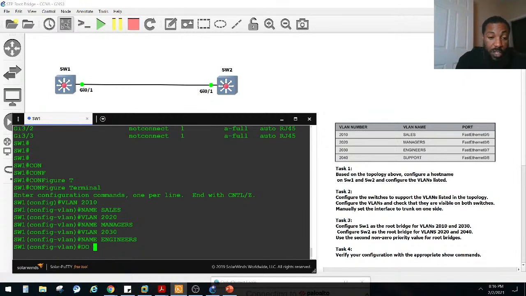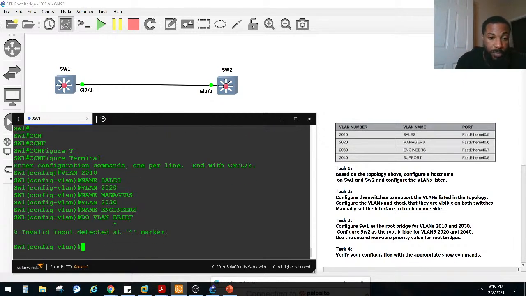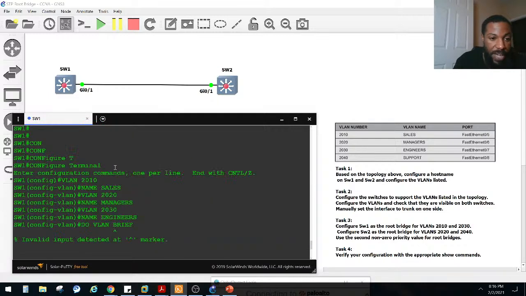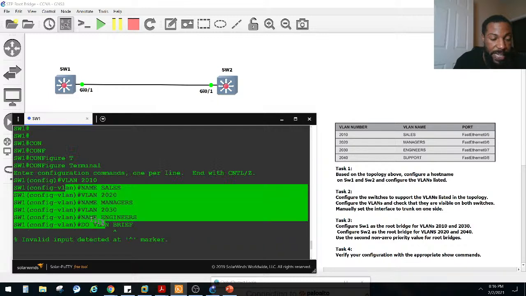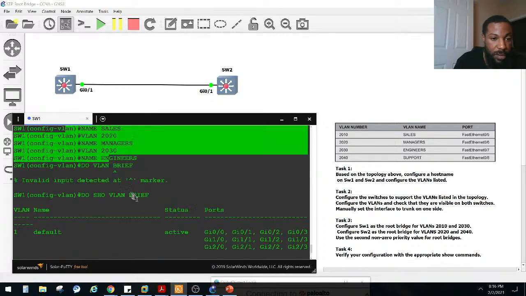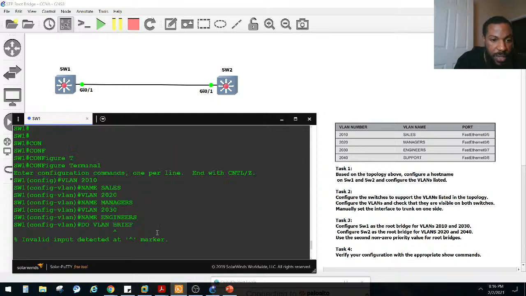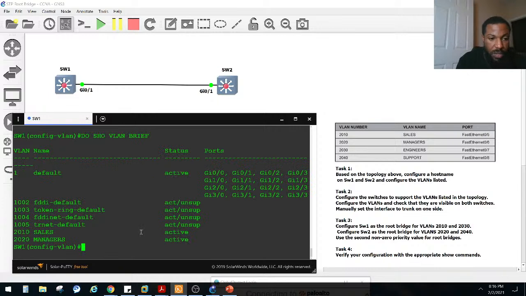So if I do a show VLAN brief. Y'all didn't catch that mistake, did y'all? Oh, it did create them. I thought I would have had to get out of VLAN config mode for them to be created. But anyways, it didn't create the engineers VLAN just yet. Interesting. So let's create, did I do that yet? Yeah, I did VLAN 2030. Name engineers. Y'all see engineers is not there yet though, right? Do show VLAN brief. Engineers is not there yet.